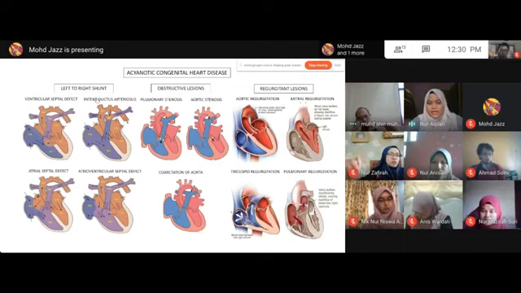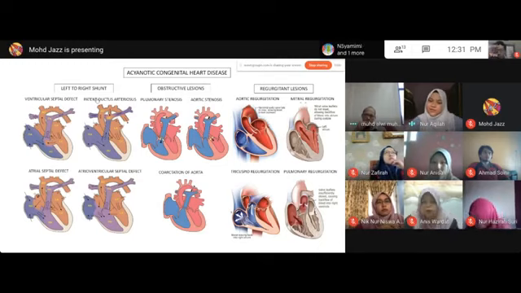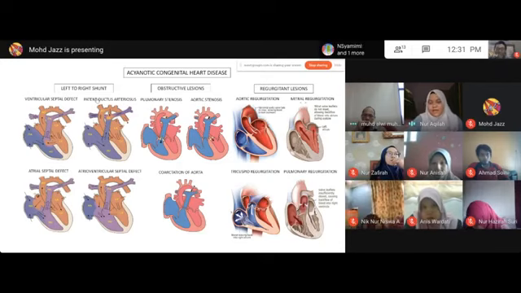And in all this left to right shunting, the ECG finding and also chest X-ray finding depend on the size of the lesion itself. With small lesion, patient may have relatively normal chest X-ray and ECG. However, in larger lesion, they may have signs of left ventricular hypertrophy, or with consistently high pulmonary blood flow, they may develop biventricular hypertrophy, also affecting the right ventricles itself. And also on the chest X-ray, you can see cardiomegaly with large defect, and also you can see a plethoric lung field due to the increased pulmonary blood flow.